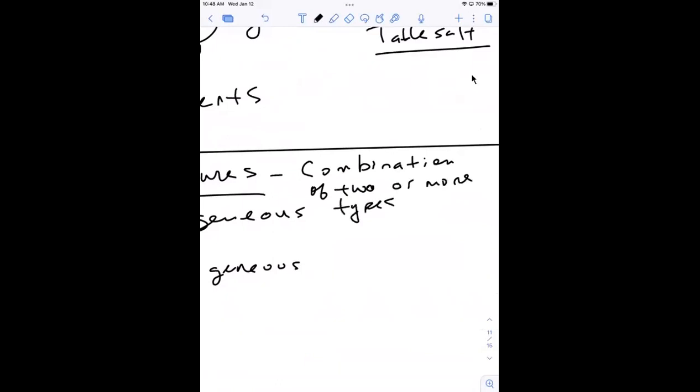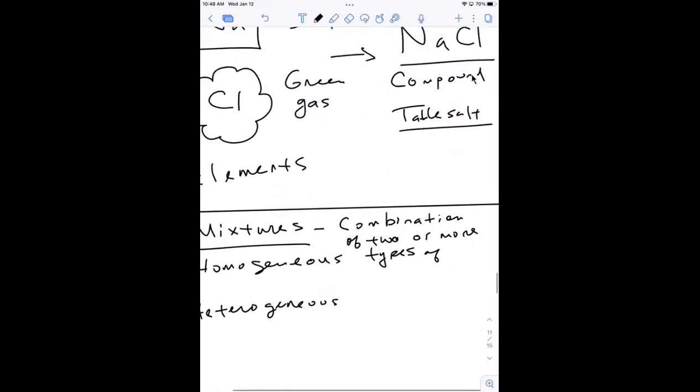At the top, does that say table salt? Yes. Underneath the sodium chloride? Yes. Let me fix my B.